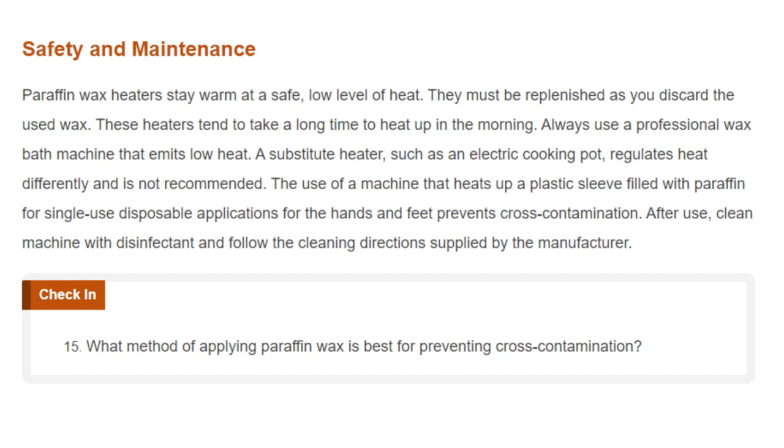These heaters tend to take a long time to heat up in the morning. Always use a professional wax bath machine that emits low heat. A substitute heater, such as an electric cooking pot, regulates heat differently and is not recommended. The use of a machine that heats up a plastic sleeve filled with paraffin for single-use disposable applications for the hands and feet prevents cross-contamination. After use, clean machine with disinfectant and follow the cleaning directions supplied by the manufacturer. Check in. What method of applying paraffin wax is best for preventing cross-contamination?